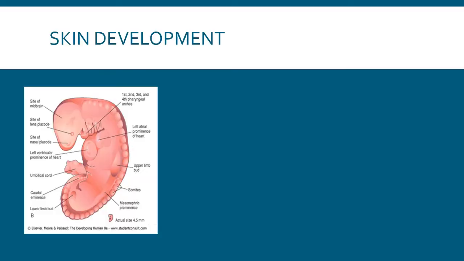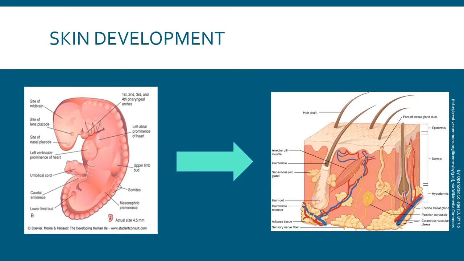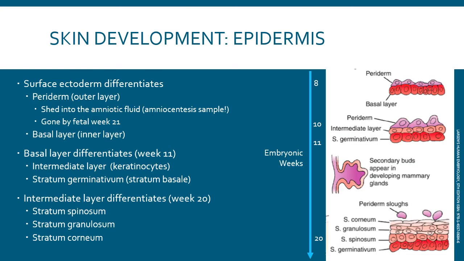So now that we've covered basic skin anatomy, let's talk about how skin develops during embryonic life. And of course, the big question is how do we get from something like this, around 4 embryonic weeks, to a fully developed organ, the skin? All right, we'll start by talking about the epidermis.